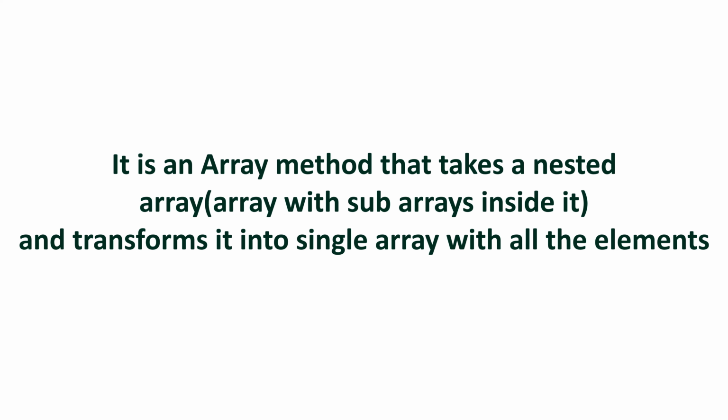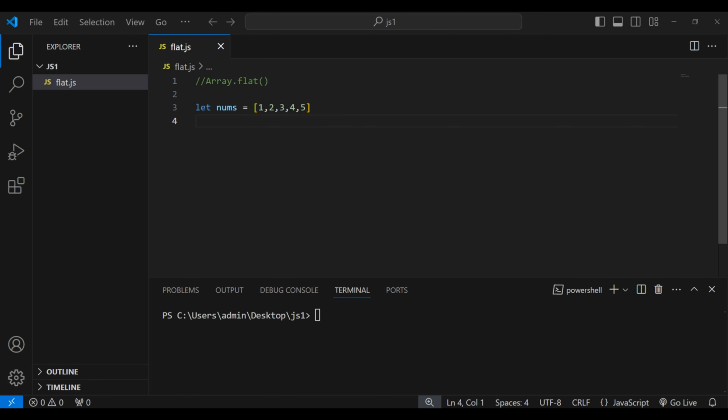What is array.flat? So guys, it is an array method that takes a nested array or array with subarrays and transforms that array into a one-dimensional array or a single array with all the elements. And the flat method will not modify the original array. Okay, so let's see that in action.